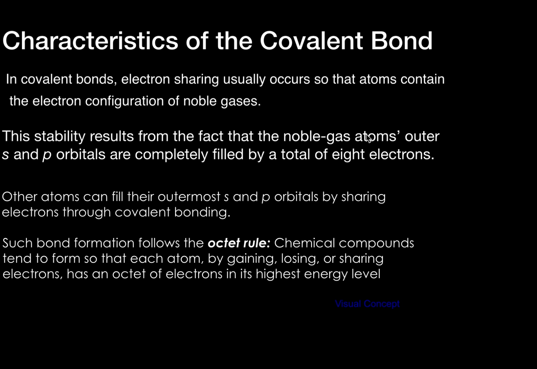Such bond formation allows the octet rule, which is very, very important. So I would highlight that if I were you. Chemical compounds tend to form so that each atom, by gaining, losing, or sharing electrons, has an octet of 8 electrons in its highest energy level.